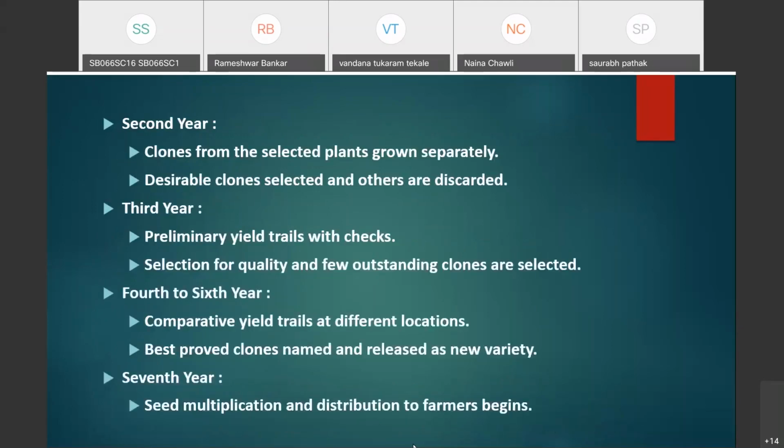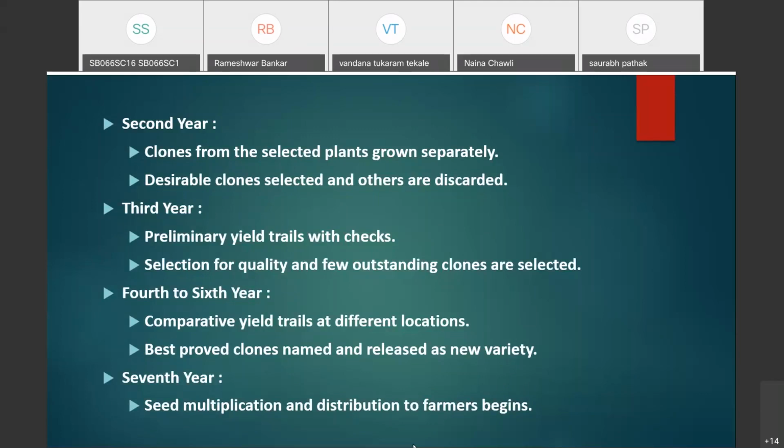Okay, then second year, clones from the selected plants are grown separately. And the desirable clones are selected and the others are discarded. Okay, the clones from the selected plants are cloned separately. Then their performance is compared with the existing superior variety. The desirable clones are selected while the others are discarded.